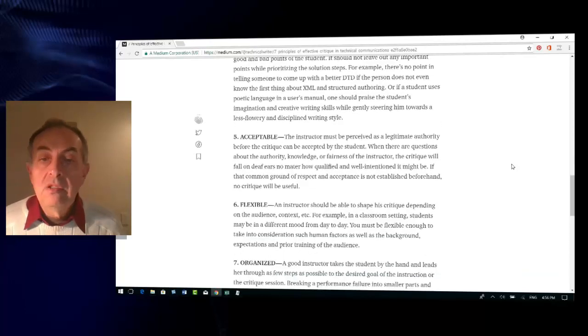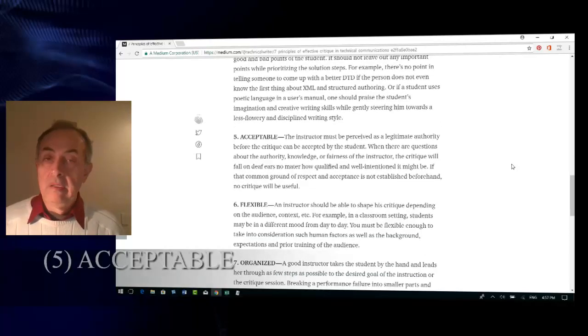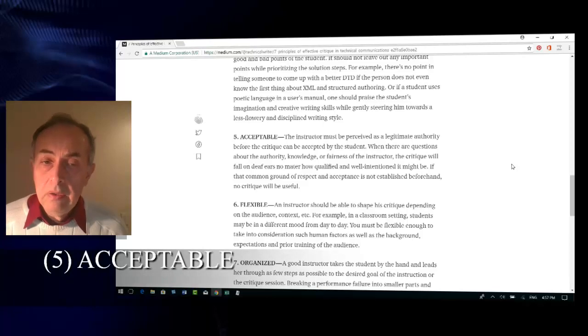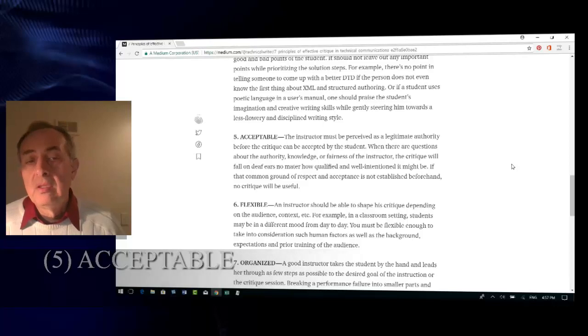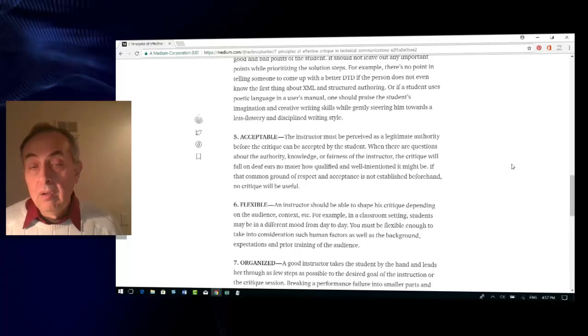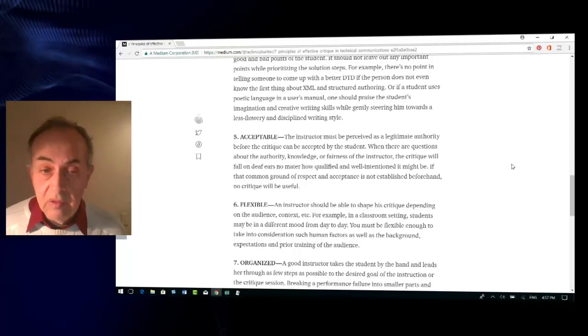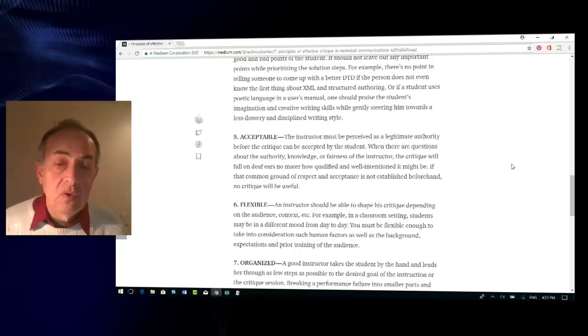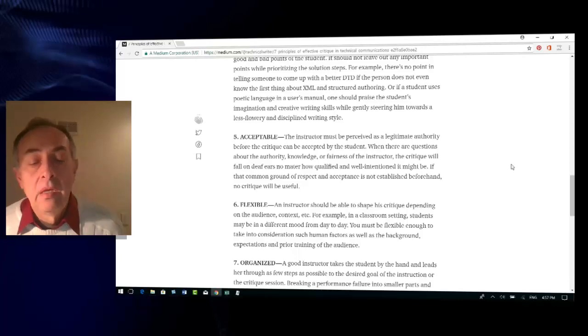Acceptable. The instructor should have the legitimate authority to make the criticism, the critique. When there are questions about the authority, knowledge, or fairness of the instructor, the critique will fall on deaf ears, no matter how qualified and well-intentioned it might be. So pay attention to this fact as well.